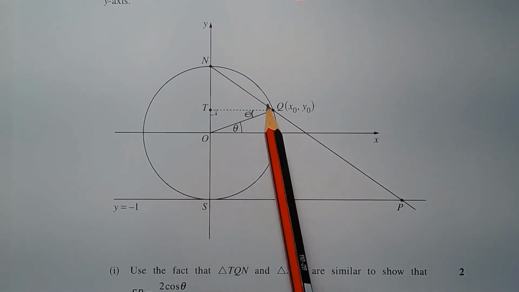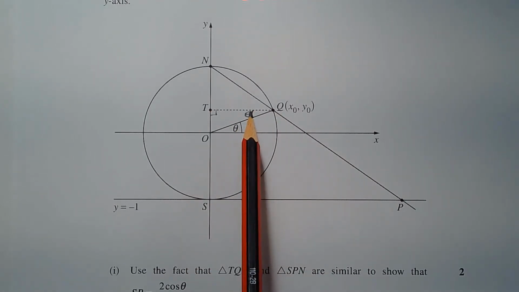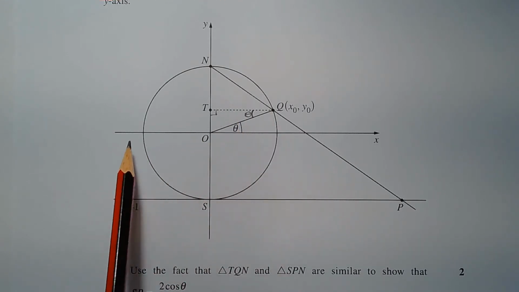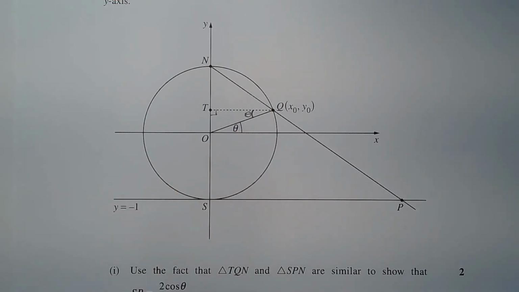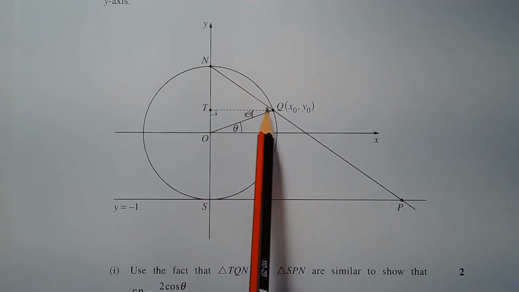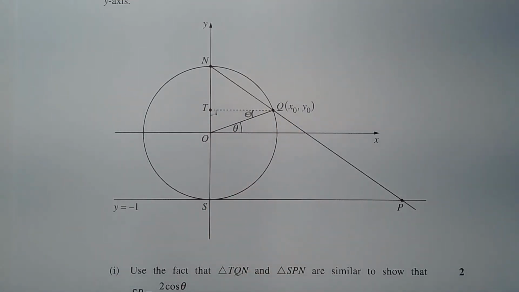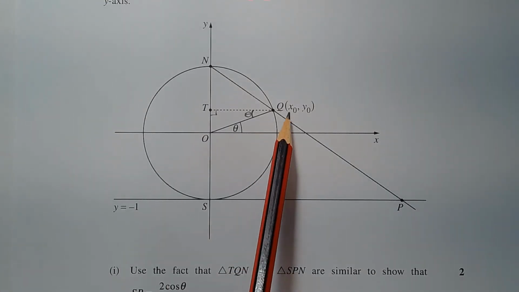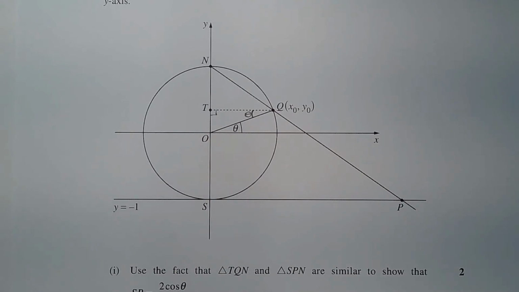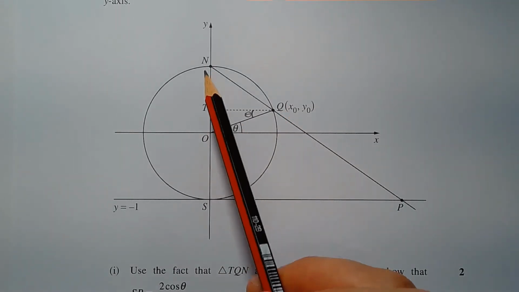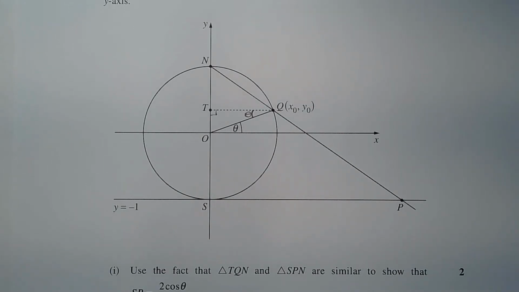In triangle OQT, angle OQT is equal to theta as they are alternate angles on parallel lines, where QT is parallel to the x-axis. Also note that angle OTQ is a right angle, which makes triangle OQT a right-angled triangle, and this means that right angle trigonometry may be applied to find the lengths of QT and OT in terms of theta. Also note that OQ and ON are both 1 unit in length as they are radii of the unit circle.